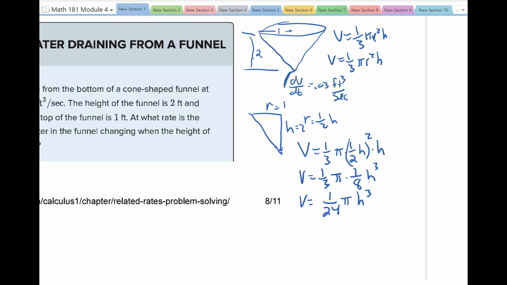It'd be good if I could do math in my head. I just look at my notes. This should be a 4, not an 8. I'm thinking cubed. The h is cubed, but it's a 1/2 h squared. Okay, so this becomes a 1/12 there.